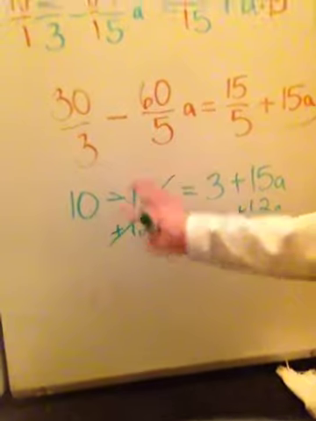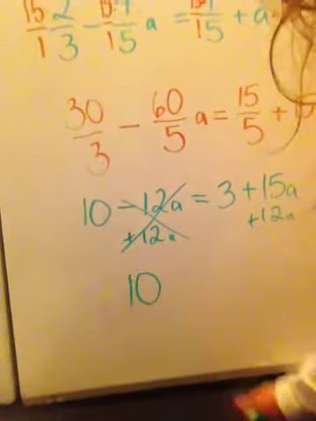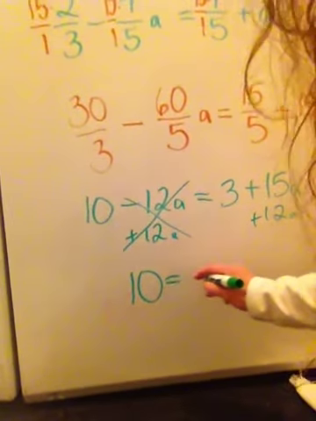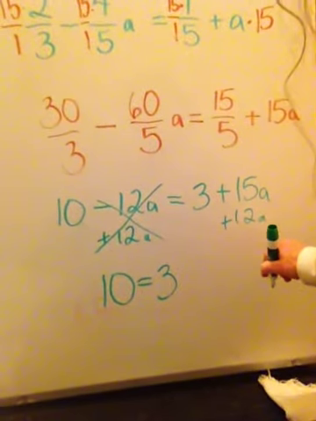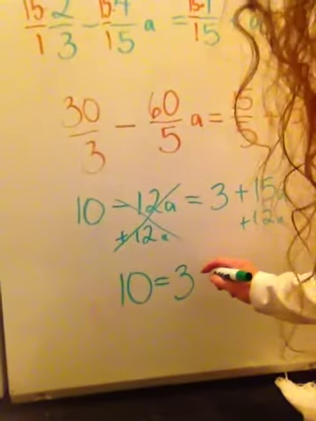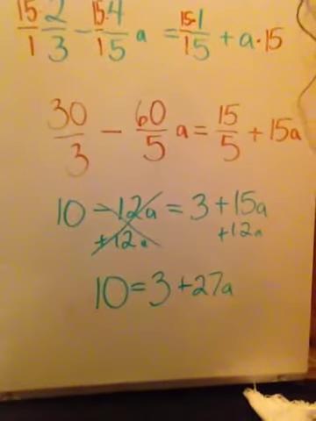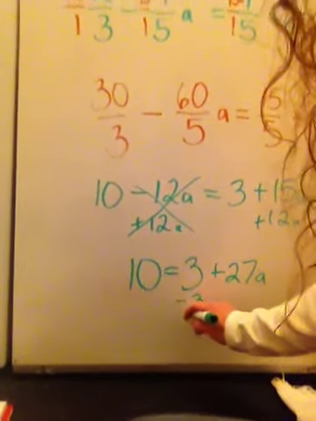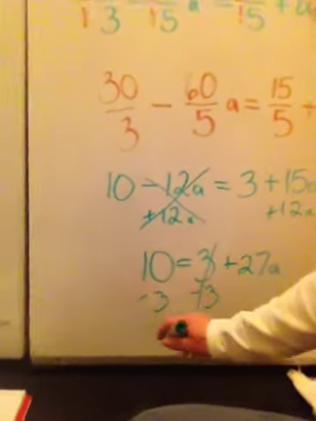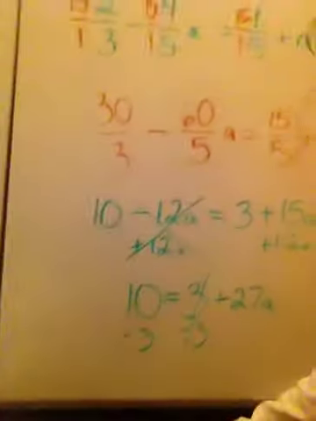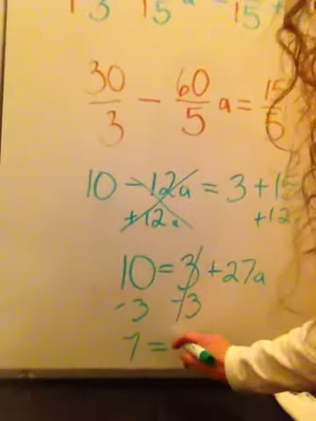Negative 12a, if you add 12a, they cancel out completely. So I don't write anything except the 10 that was left that wasn't touched. So I get 10 equals 3, 15a plus 12a makes 27a. Okay, and I'm going to subtract 3 to get it over with the 10. And so I have 7. Let's see if you can see down there. I'm left with 7 equals 27a.